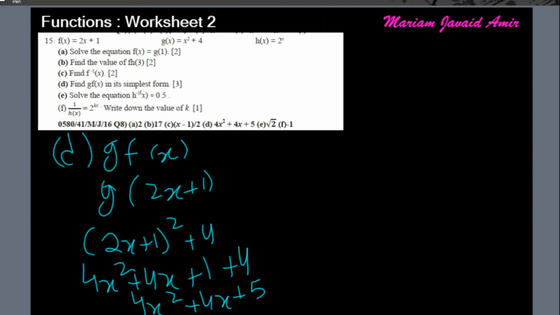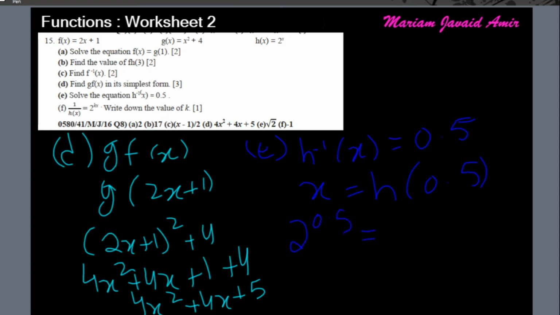Okay, part E is solve h inverse x equals 0.5. So like we've discussed before, take x to the other side, h inverse to the other side, and it becomes h of 0.5. Next we have to find h of 0.5, so 2 power 0.5 is the answer, whatever that is. 2 power 0.5 is 1.41, and in radical form we can write it as under root 2 because power half means under root.